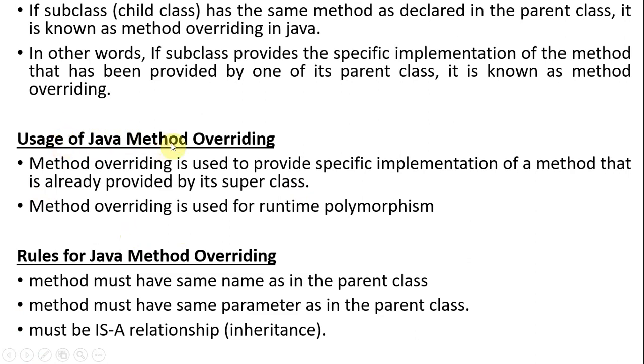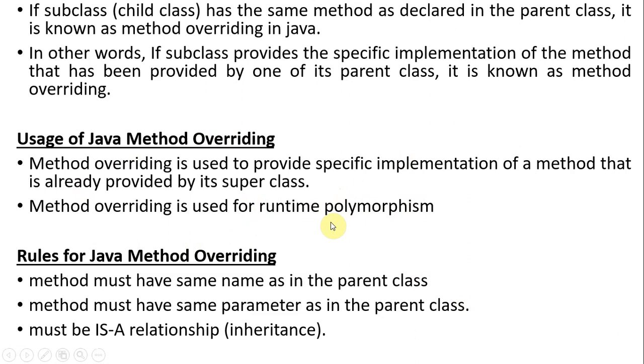Now, the usage of Java method overriding. It is used to provide a specific implementation of a method. This is the implementation provided by the superclass, but we don't have to follow it; that kind of restriction is not there. A subclass can implement its own method definition. That is nothing but method overriding. It is also used for runtime polymorphism.